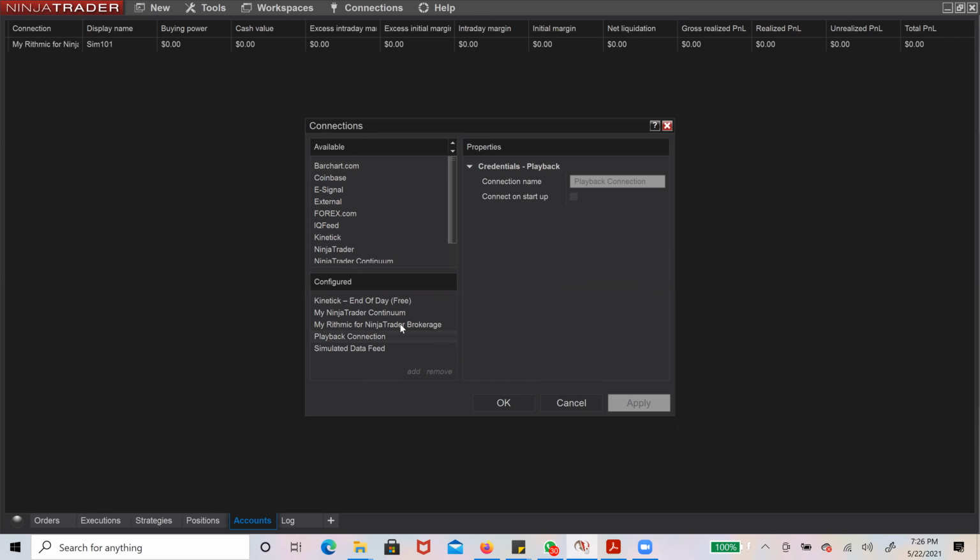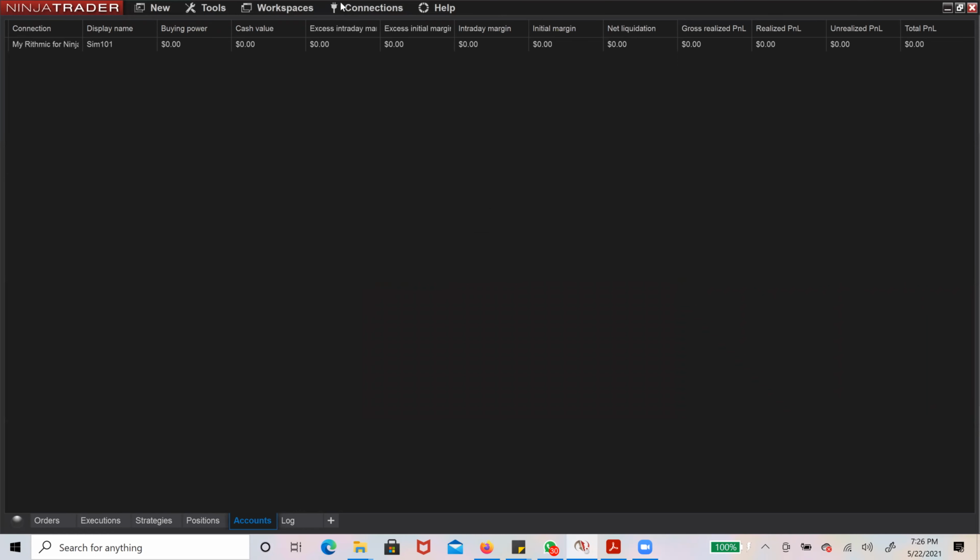Like this one particularly, this is my newer account, and this is my older account. These two are already active in my name, and both are connected to NinjaTrader. There are no limitations. You can create and add as many as you want.